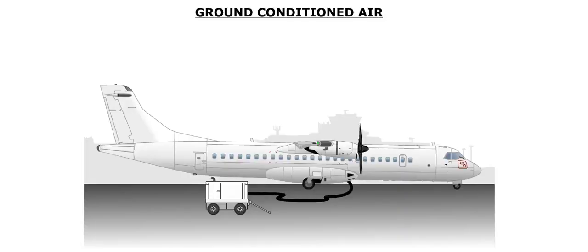An external air ground cart can be plugged into a connector located on the right side of the aircraft. This cart supplies conditioned air directly into the aircraft.